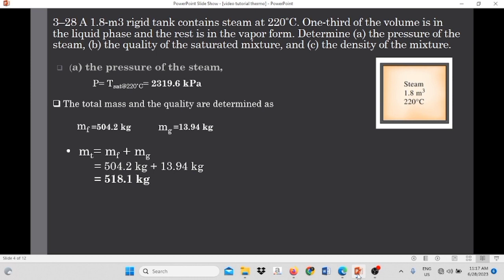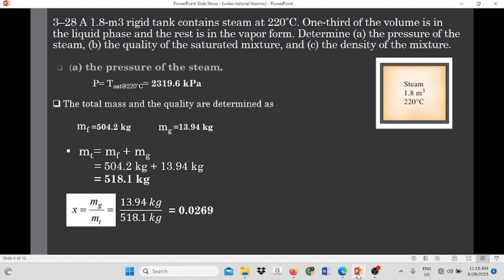Then we're going to find the quality. The equation for quality is x equals mass of saturated vapor over total mass. So 13.94 kilogram over 518.1 kilogram. Our quality x is 0.0269. As you can see, we don't have a unit because the kilograms cancel.